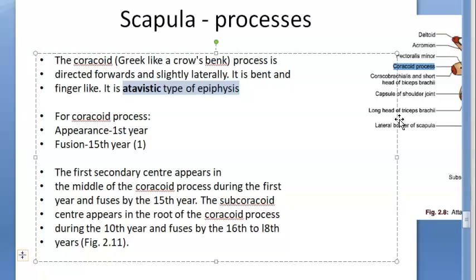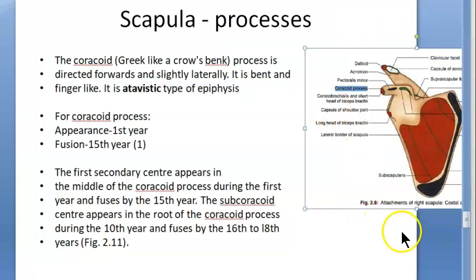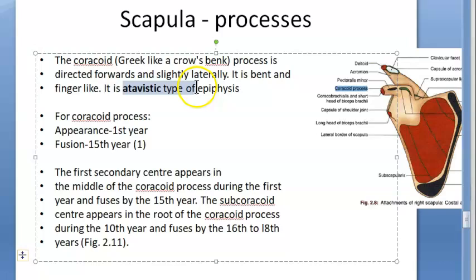Remember, it was there in ancestors as an independent bone. Now it has become the end of the scapula. That's why epiphysis. So coracoid is what? It is an atavistic type of epiphysis of the scapula. It is a process, a part of the scapula in humans. It will appear in the first year, in the baby itself. But when will it fuse with the scapula? 15th year. You have to be at least 15 years for this coracoid process to join your scapula. This is very important to know, so you can determine age for that person.